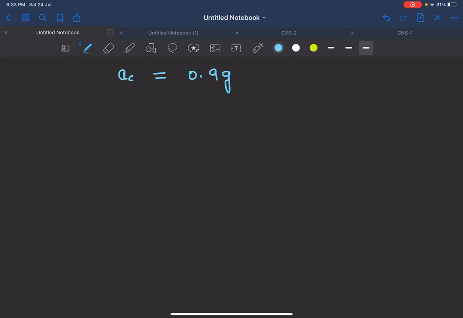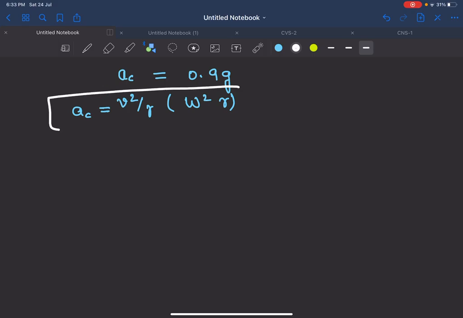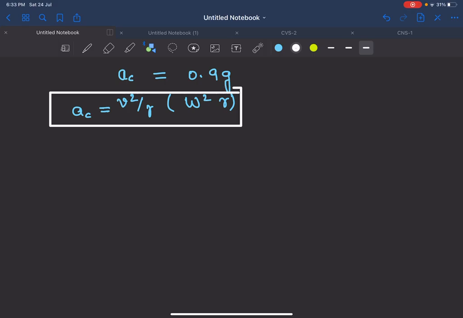Okay, centripetal acceleration, as we all know, is v square by r, or you can say omega square r. Both of them are same. This is the formula for centripetal acceleration, right? I'll highlight it for you guys. This is centripetal acceleration. Omega square r, this formula can be derived from this one, as v is equal to omega r. So we get this formula, right?